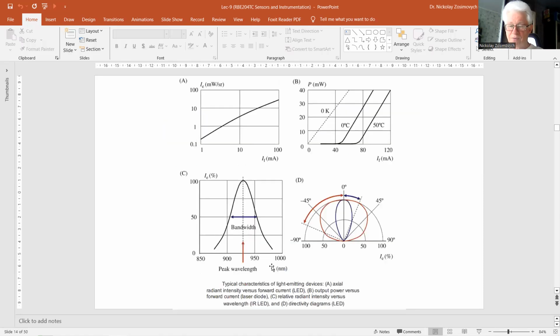The directivity diagram you may see in figure D, on the right part at the bottom of the slide. It is an example of the directivity diagram. The half angle, denoted the beam width, is defined as the direction in which the intensity has dropped by 50% relative to the intensity in the direction of the main axis. Main axis means 0 degrees. Here you see a vertical plane.